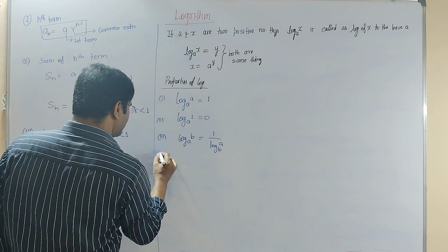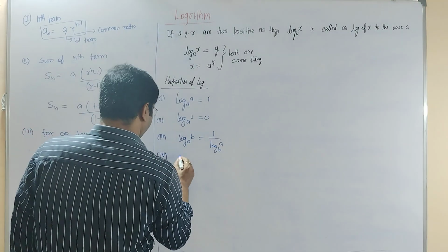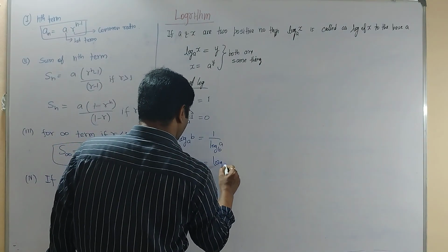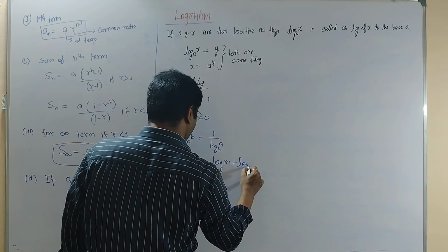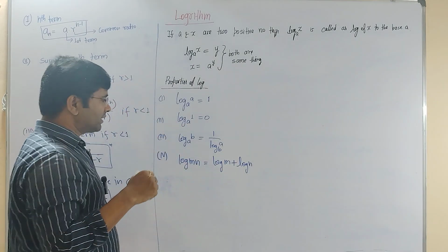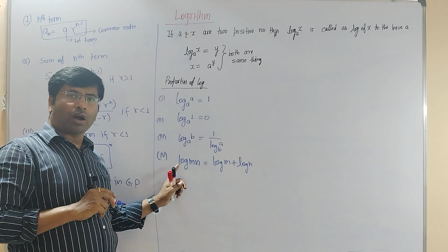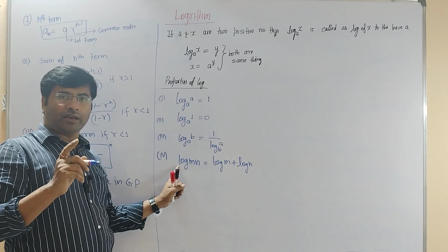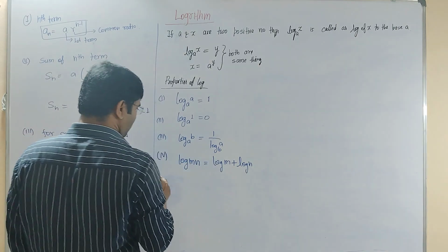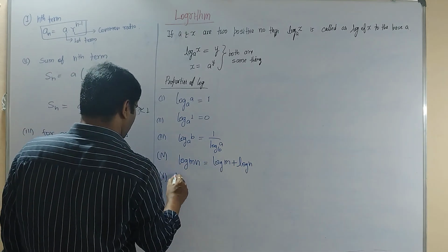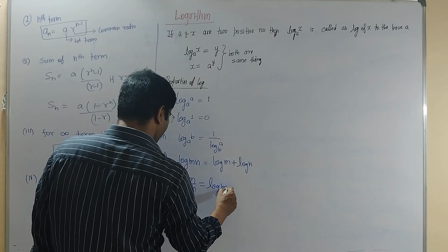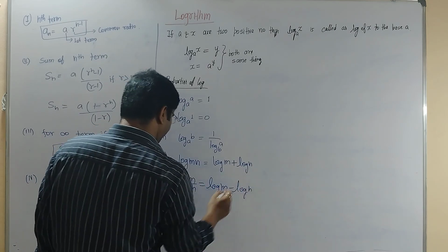The fourth one: log of mn equals log m plus log n. The base can be anything; I have not written a base, which means it can be anything. Generally log represents base 10 and ln represents base e. So log mn equals log m plus log n, and log of m upon n equals log m minus log n.